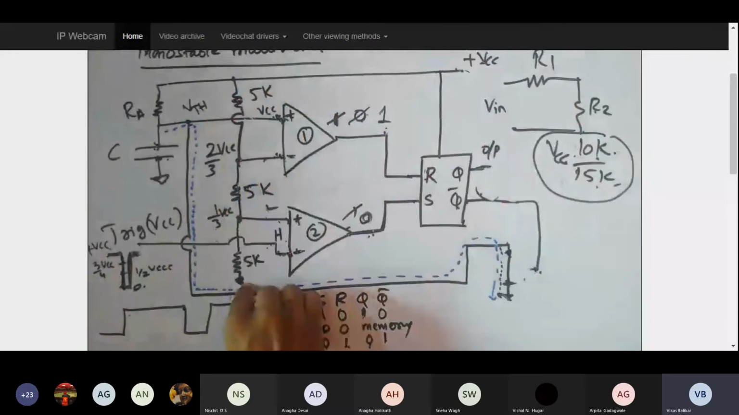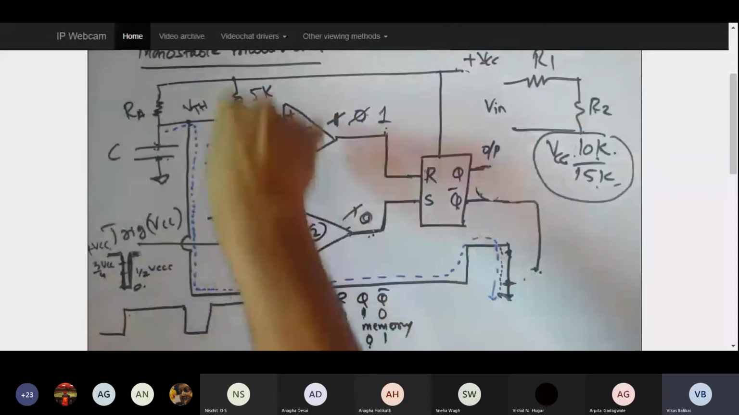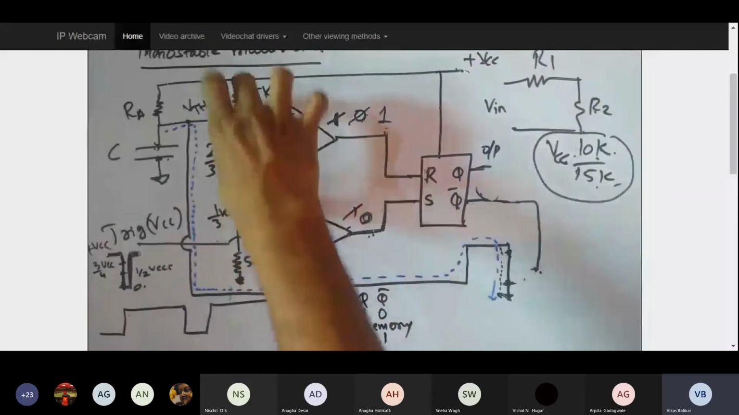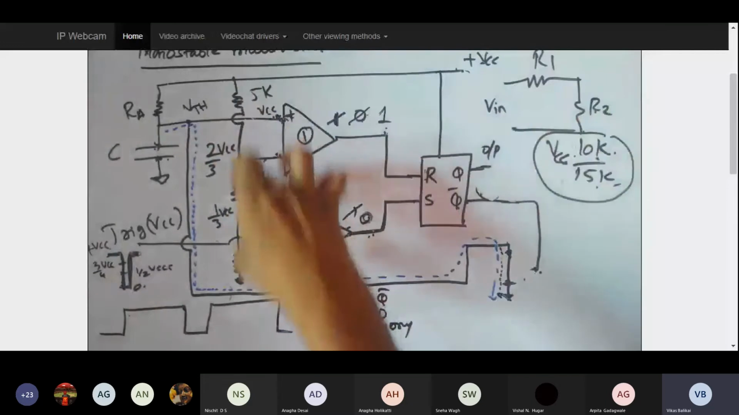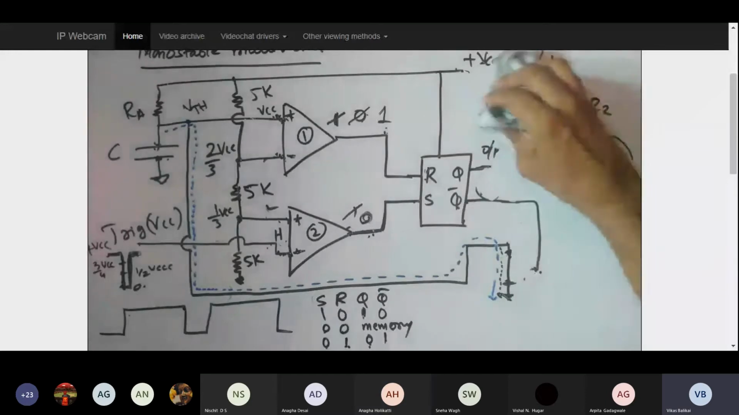So for this particular comparator 2, when calculating, I will consider in the numerator only 5K divided by the entire summation of the 3 resistances. But here, when calculating, since it is an intermediate resistance, I need to opt for these 2 resistances in the numerator, which will be 10K divided by the summation of all the 3 resistances. I hope that has cleared. Yes sir. Yes or no?